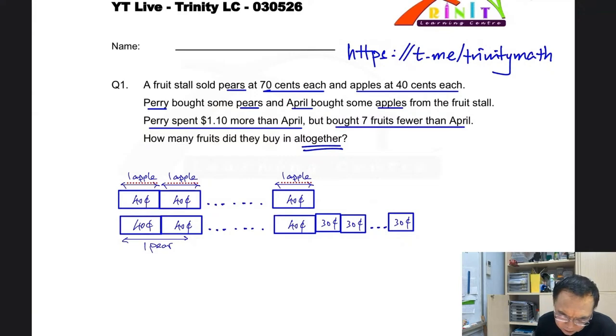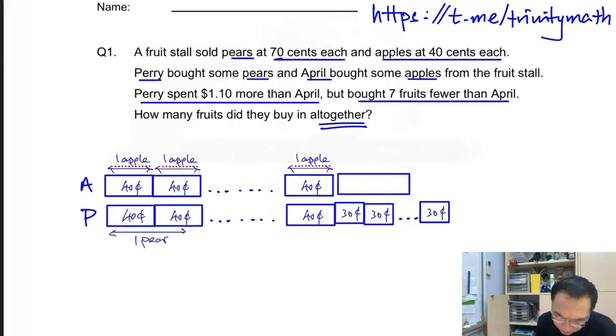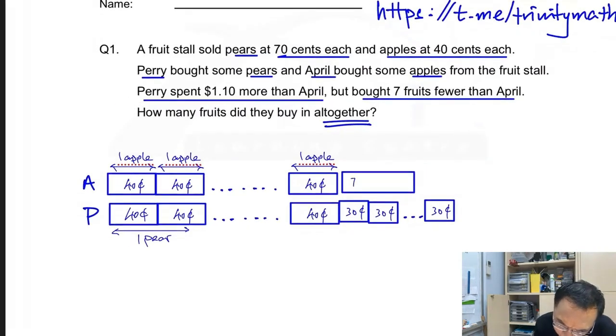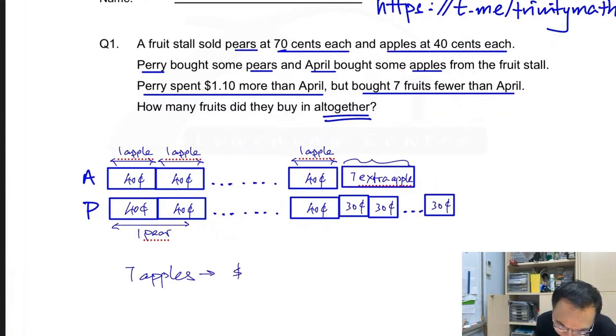In this situation, April buys a few more apples. Because she buys a few more apples, let me just draw this and let's take this to represent the few more apples. All right, so these are the 7 extra apples. And these 7 extra apples will cost how much money? Very good. Awesome, you are perfectly right. So 7 apples is 40 cents times 7 equals $2.80. So this is 280.